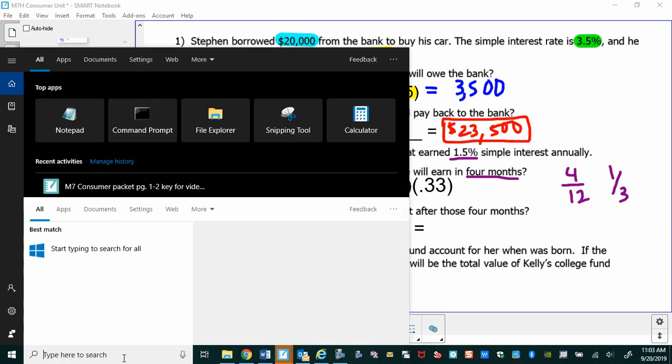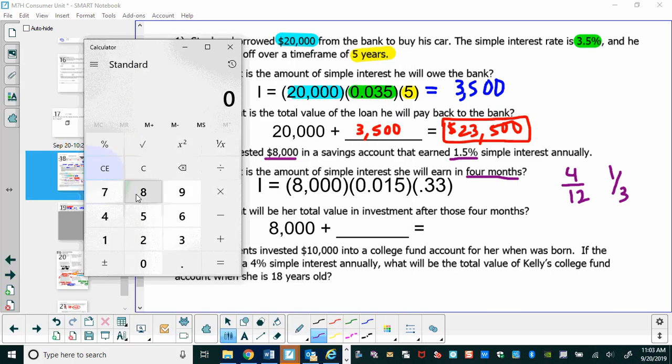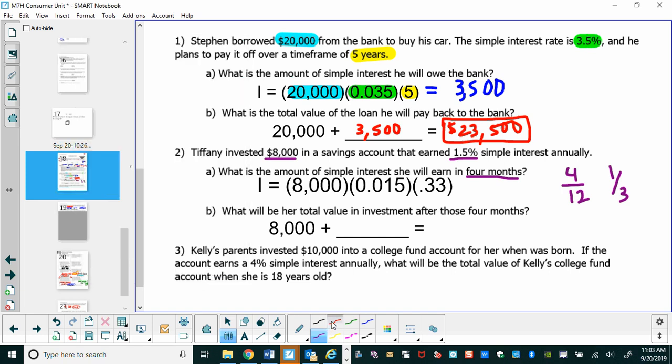All right, so let me get my calculator out. We've got 8,000 times 0.015, careful with that decimal when you move it twice, and then times 0.33. So that basically means that she'll have earned an additional $39.60. That's how much extra money she'll have in her account after just 4 months.